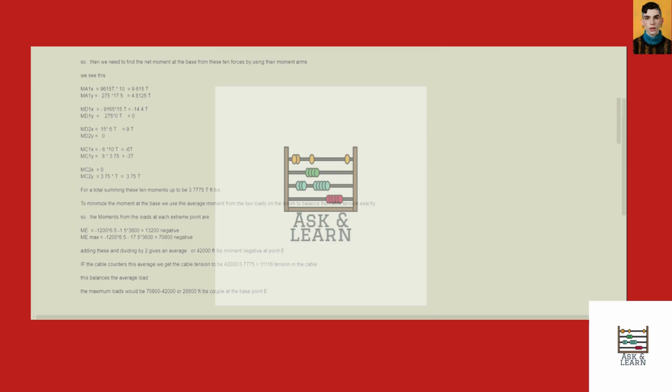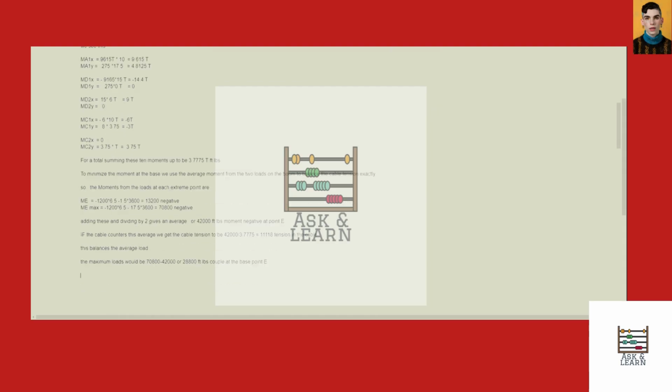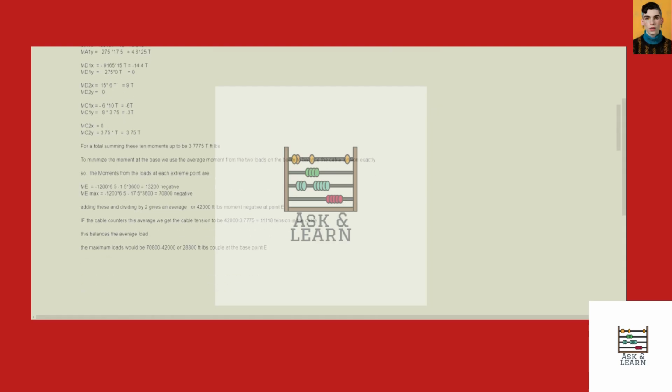If the cable counters the average between these two, the tension is 42,000 divided by 3.7775. In other words, the tension in the cable to fight the average load ends up being 11,118 pounds. Since this balances the average load precisely, the maximum load would then be the difference between the 42,000 average and the peak of 70,800, or 28,800 foot-pounds at the base, the couple. That's all.